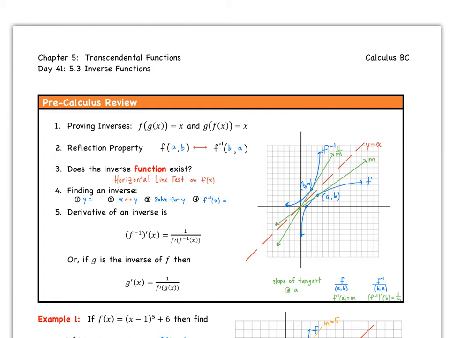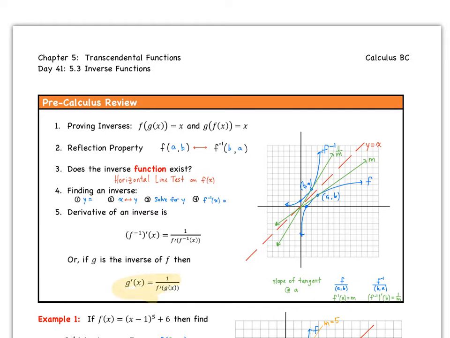Okay, so the derivative of an inverse. How do we find the derivative of an inverse? Well, we simply take 1 over f prime of that inverse. Or if we want to say that g is the inverse of f, then g prime is 1 over f prime of g of x. So it helps to know that.